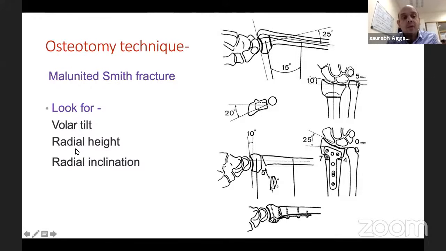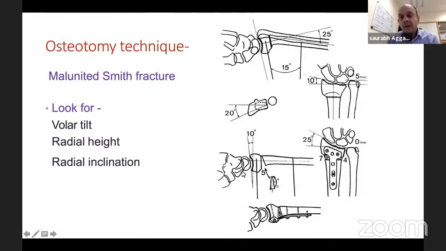So I've shown you how to correct all 3 parameters: volar tilt, radial height, radial inclination. So let's start with volar tilt. As I was just telling you, this K wire goes parallel to the line of deformity. In this case, it is around 50. And then on this slide, you can see radial inclination, instead of, let's say, 22 degrees, is around 10. So this patient, if you like, has lost 10 to 12 degrees. And then there's a radial shortening.